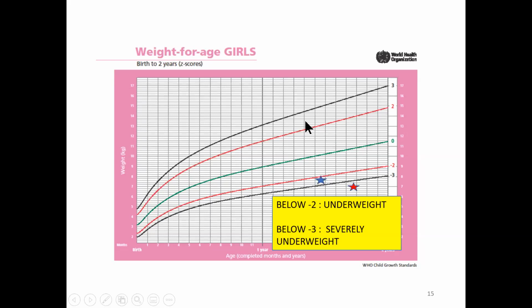Looking at the weight for height, if plotted between these two red lines, it is normal. But if you plot and the weight is falling between -2 and -3, this child is underweight. If you plot below -3 standard deviation Z-score, this child is severely underweight, and most of these are likely to be sick. So if you plot the chart when they come to a clinic and you find they are plotting here, you must quickly refer that child to the hospital to be assessed.